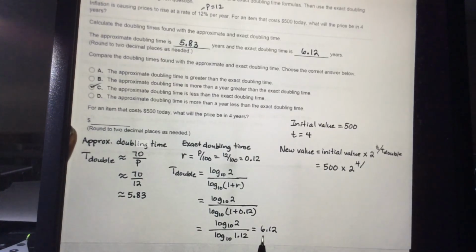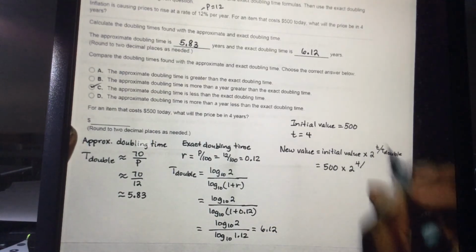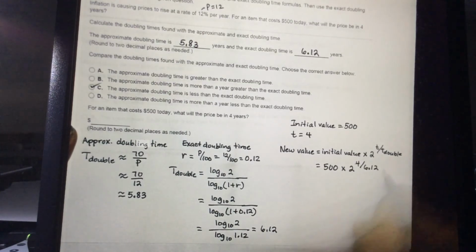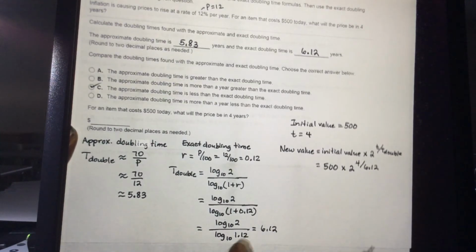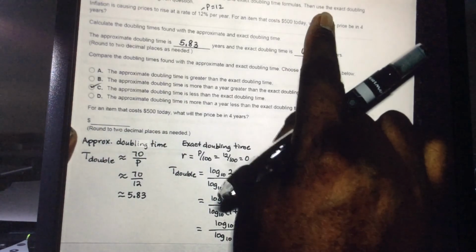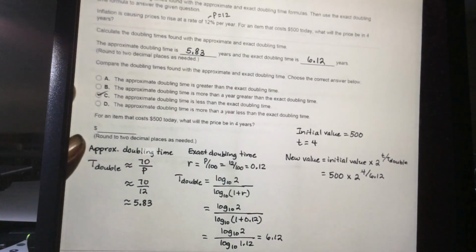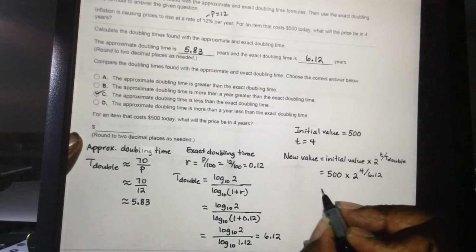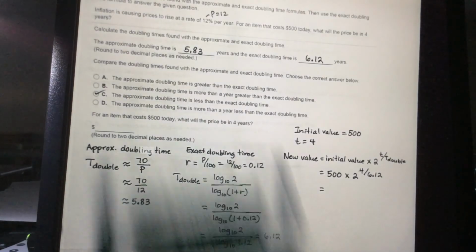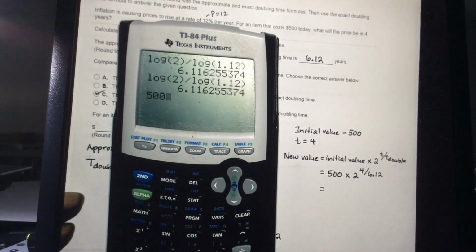But for t sub double, we're going to use the exact doubling time of 6.12. Not the 5.83, that's the approximate. We want to use the exact doubling time, because it says here, use the exact doubling time to answer the given question. So here we got 500 times 2, and then the hat key, 4 divided by 6.12.